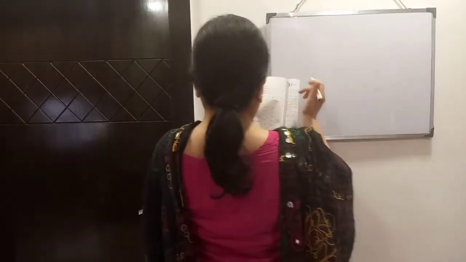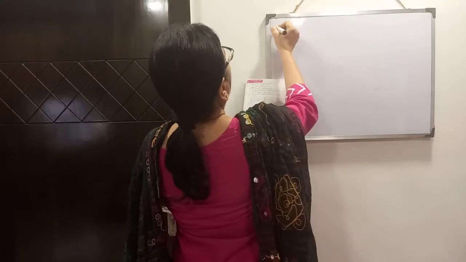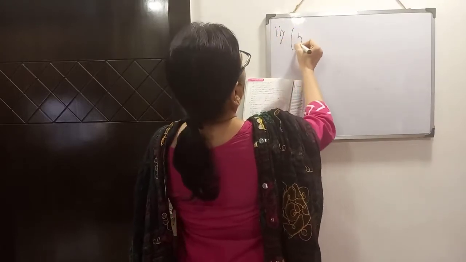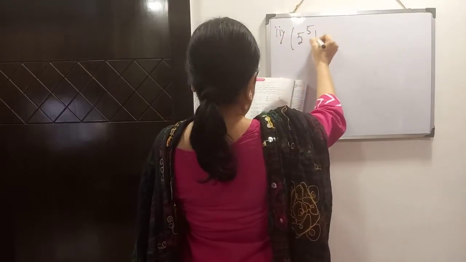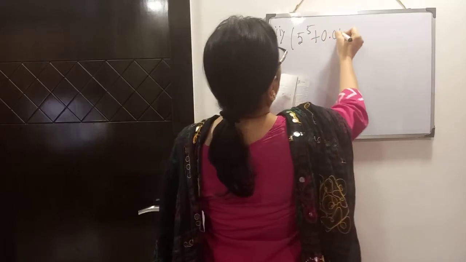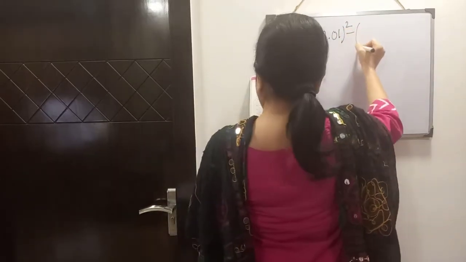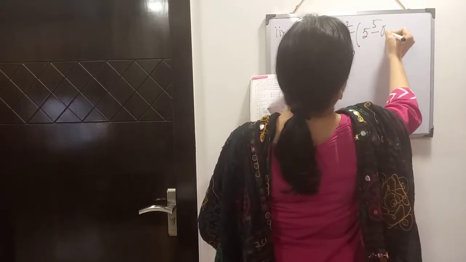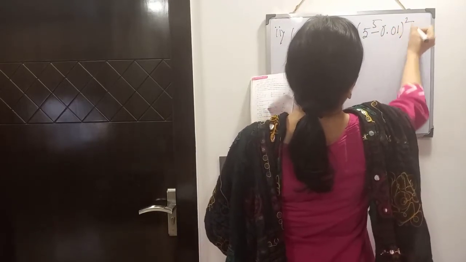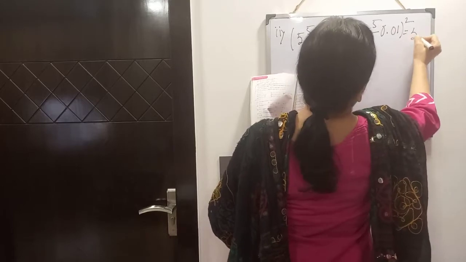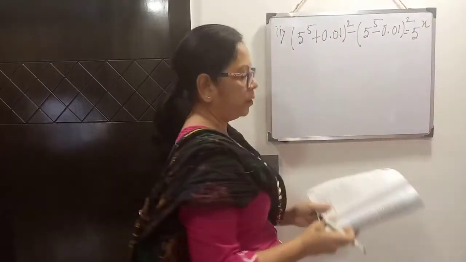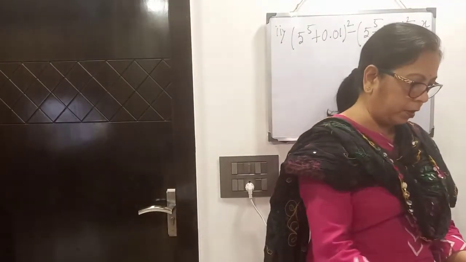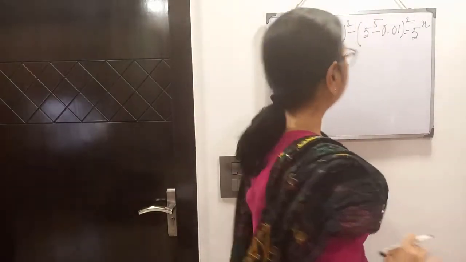It is given 5 to the power 5 plus 0.01 whole square minus 5 to the power 5 minus 0.01 whole square equals 5 to the power x. It is given. Clear? You have to calculate the value of x.